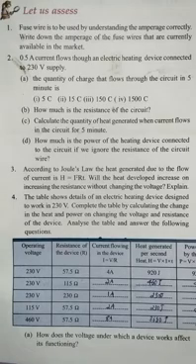Which formula? H is equal to VIT. V is 230, I is 0.5, T is 5 into 60. So multiply them and find out the answer. The next sub question is, how much is the power of the heating device connected to the circuit if we ignore the resistance of the wire? Power you have to find out.